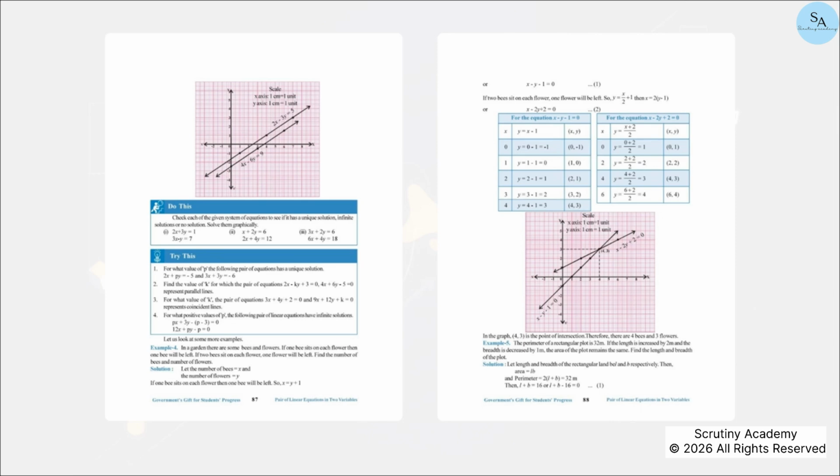The second sentence gives us our second line. If you group the bees by 2's, so x divided by 2, it equals the flowers minus 1. So x over 2 equals y minus 1. We just plot the points from these two simple statements, draw the lines, and look exactly where they cross. They intersect perfectly right at 4 on the x-axis and 3 on the y-axis. So boom, there are 4 bees and 3 flowers. Visualizing it first makes the whole puzzle just fall right into place.